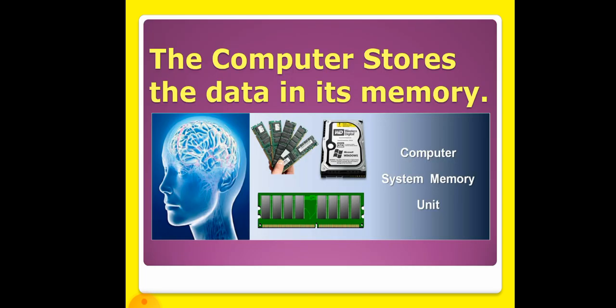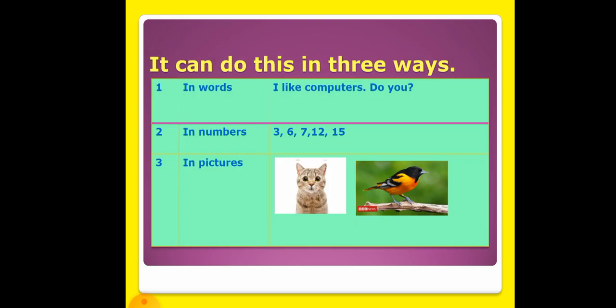You know, the computer stores all these things in its memory. The computer stores the data in its memory. The data can be stored in the computer in 3 ways. First one is in words. You know words, English words. I like computers. Do you? Right? So I is a word, like is a word, computer is a word, do is a word, you is a word. So data can be stored in the form of words.